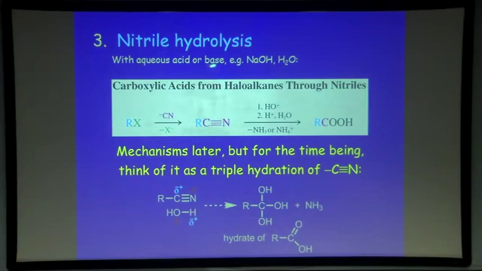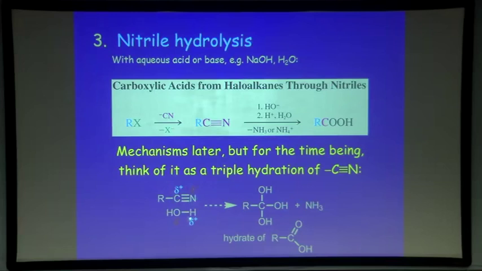Okay? They can be hydrolyzed with acid or with base. Here I'm showing you base, and they give carboxylic acid. We'll discuss the mechanism in the next chapter, but you can see that actually the nitrogen is blown off. It comes off as ammonia, or if you're doing an acid catalyzed hydrolysis, it's ammonium. I've doctored my slide last night a little bit; formally, topologically, it amounts to a triple hydration of the C≡N triple bond.